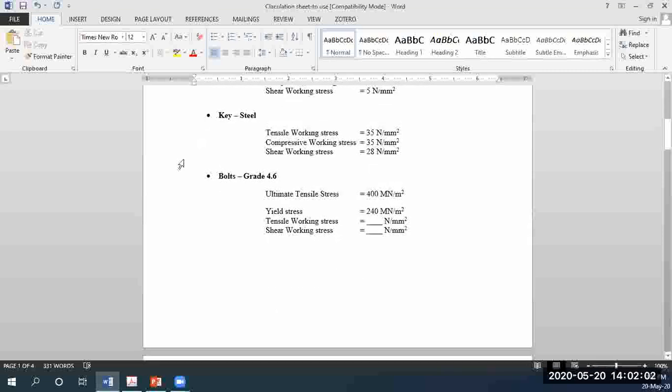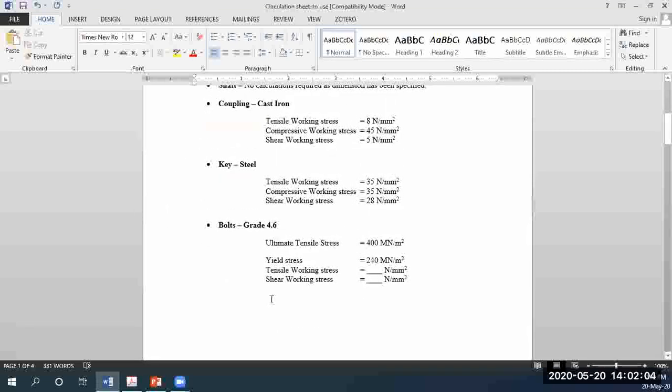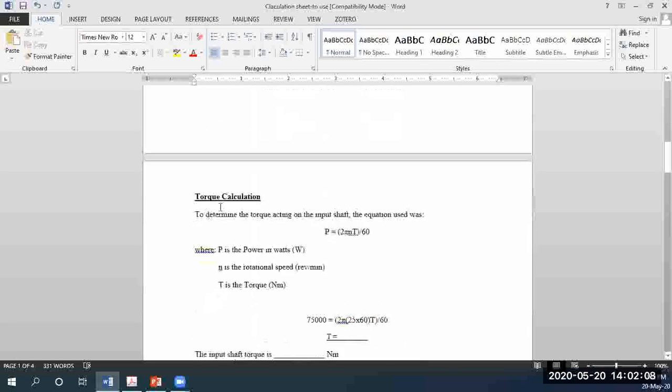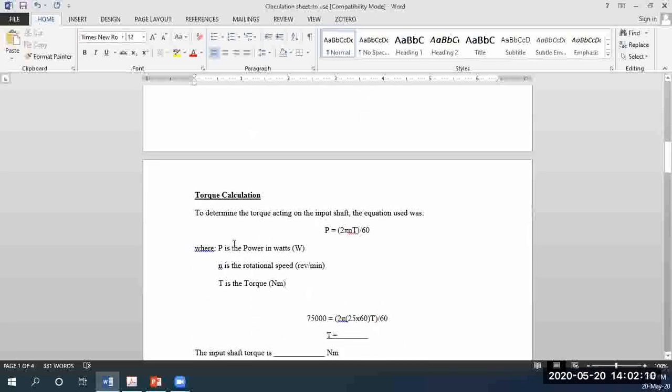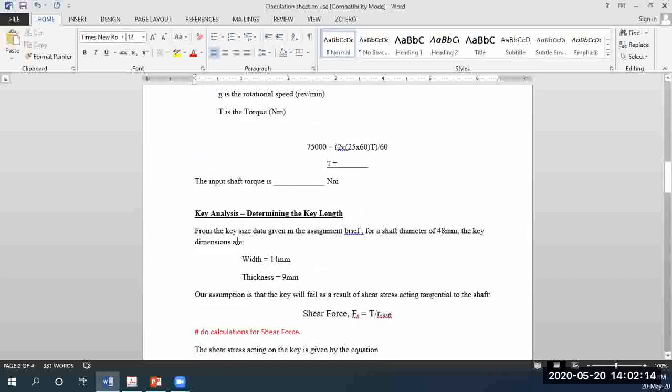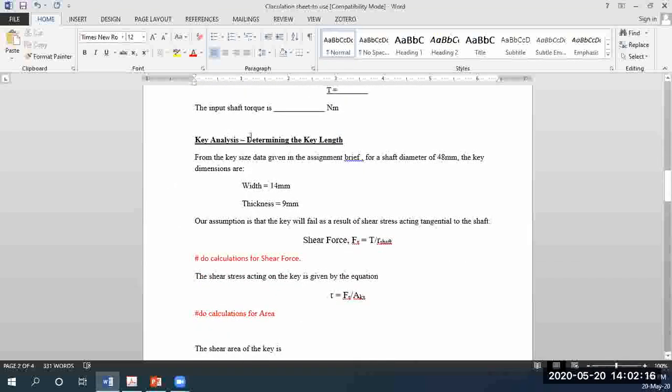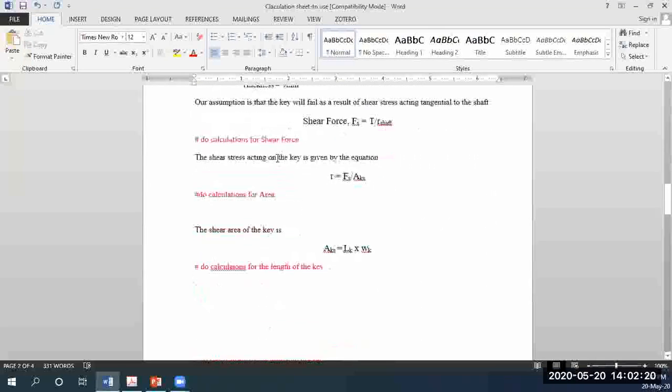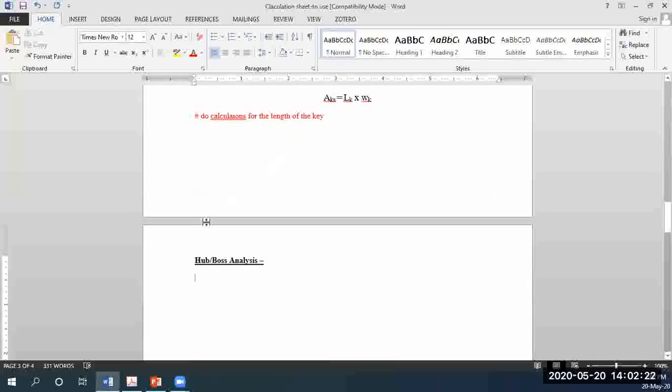So that's the overview. We started, and after that we listed down all the knowns, and then we started doing our calculation. The first one was the torque, that is the only load which is acting on the whole system, and then we determined the key length, which is part of the key analysis. Now, the next step is determining the hub, or the boss, or doing the analysis for that.